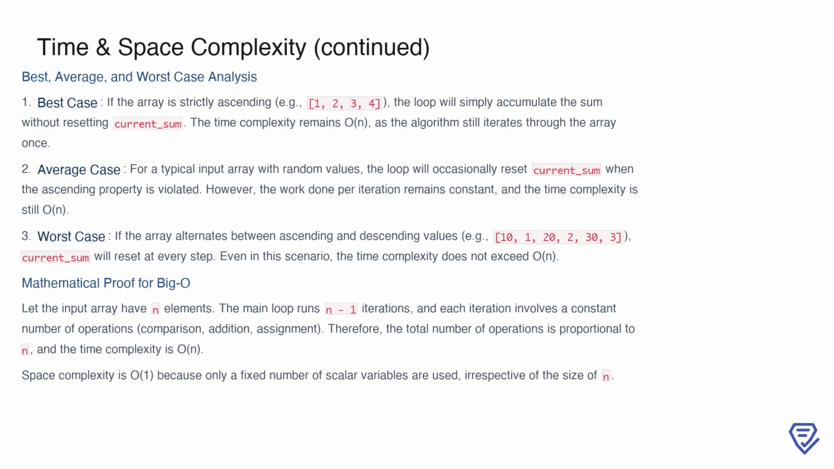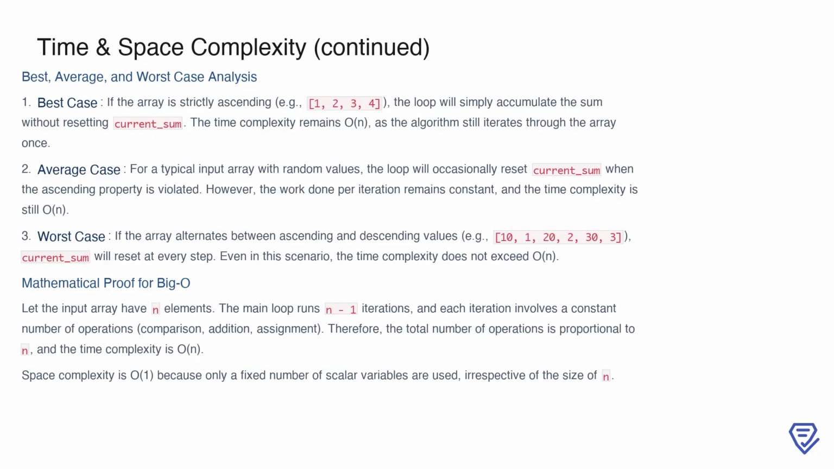For a typical input array with random values, which represents the average case, the loop will occasionally reset current_sum when the ascending property is violated. However, since the number of operations per iteration is constant, the time complexity is still O(n).